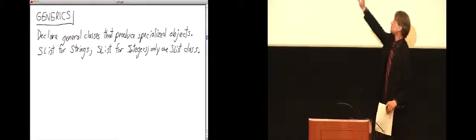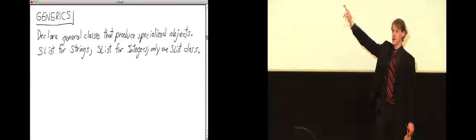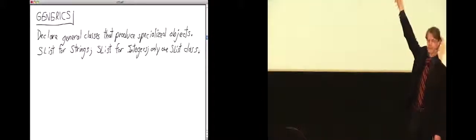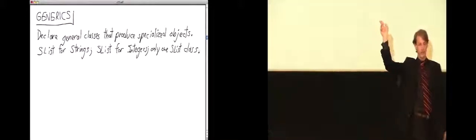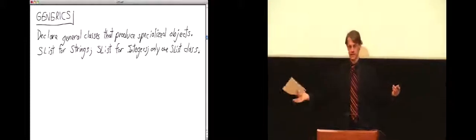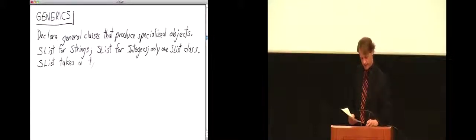So what that means is I'm going to be able to construct an S-list for strings. No one will ever be able to put an integer into my S-list for strings. And no one will ever be able to put a string into my S-list for integers. But both of those S-list objects came from the same single S-list class. I only had to write the S-list class once, but now I have an S-list for strings, an S-list for integers, an S-list for exceptions, S-list for any other object I want. To make that work, Java generics allow you to define classes that take what's called a type parameter.